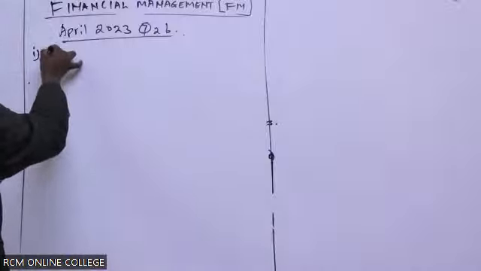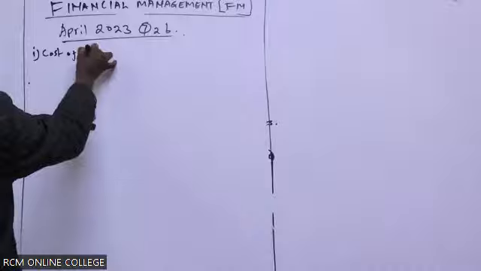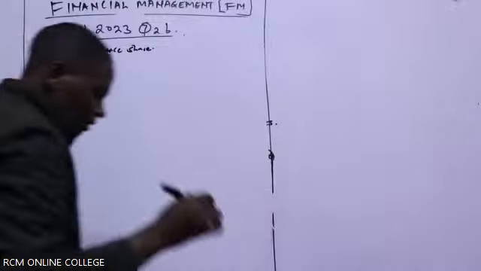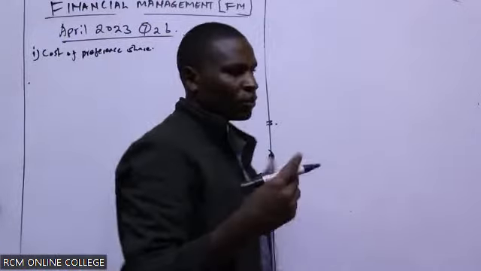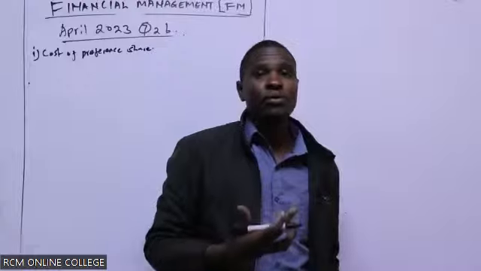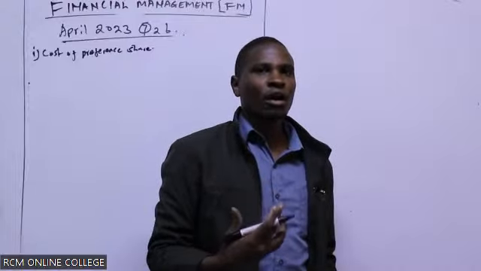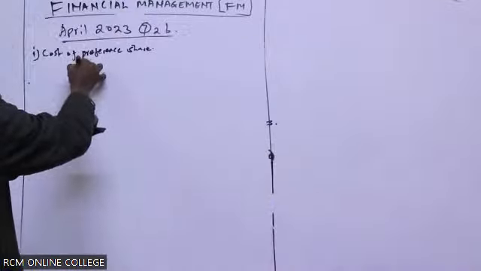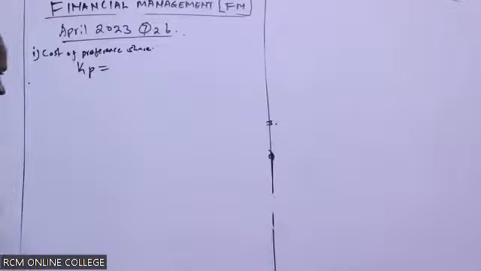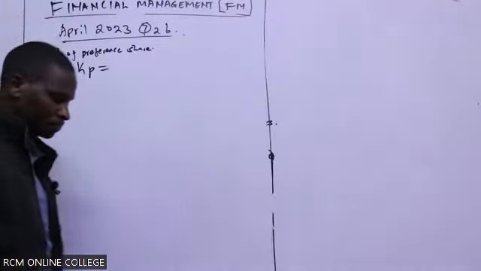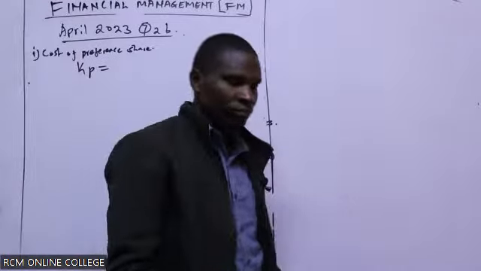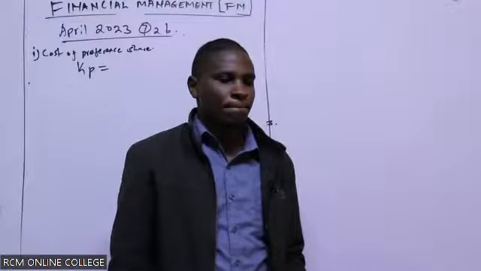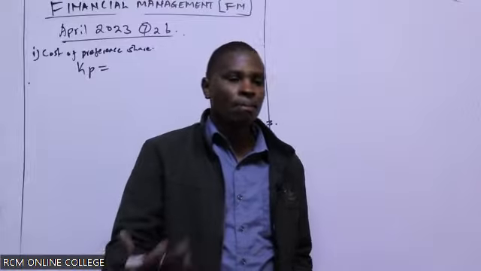Number 1, cost of preference share. I told you that the important thing under financial management is for you to know the formula. Now, can you give me the formula of our KP? Please remind me. The formula of KP is PD over market value.